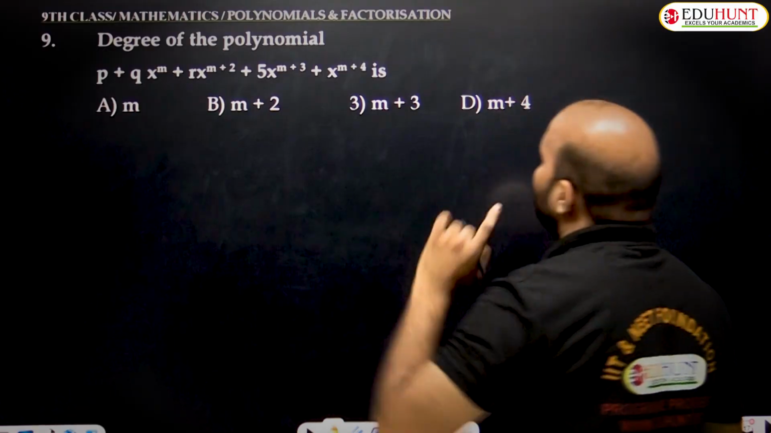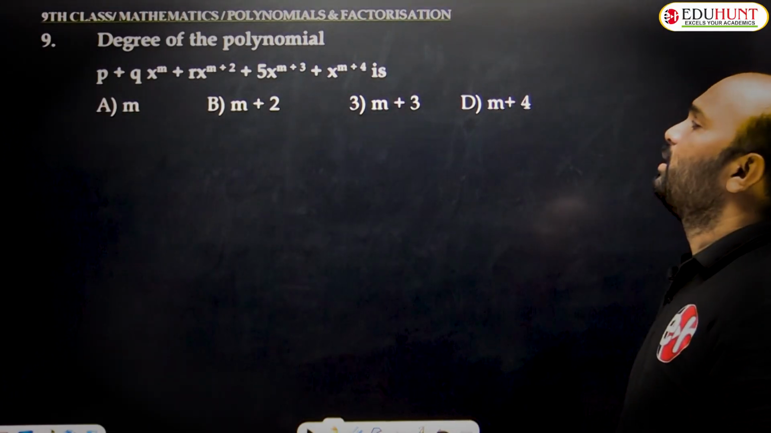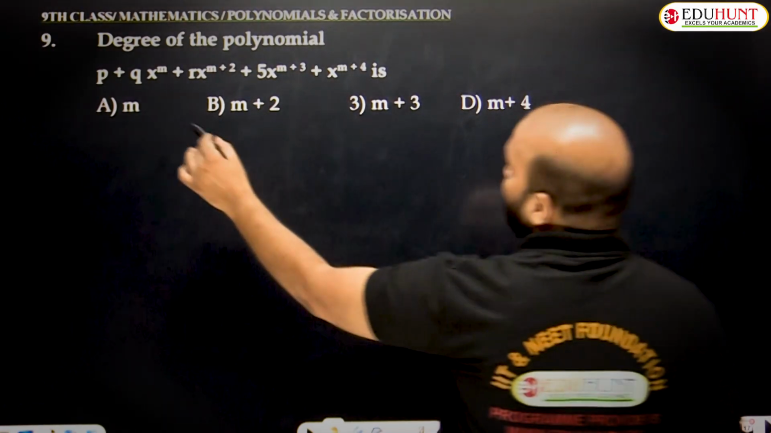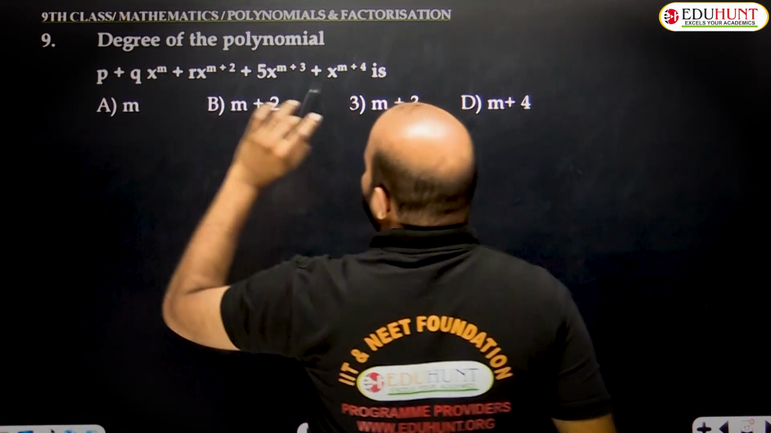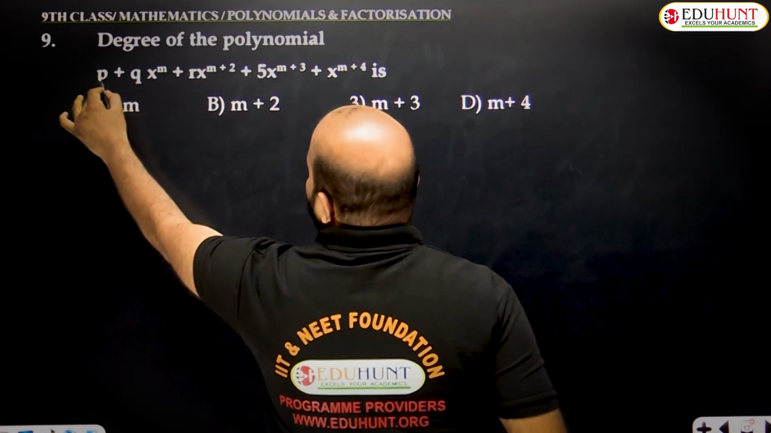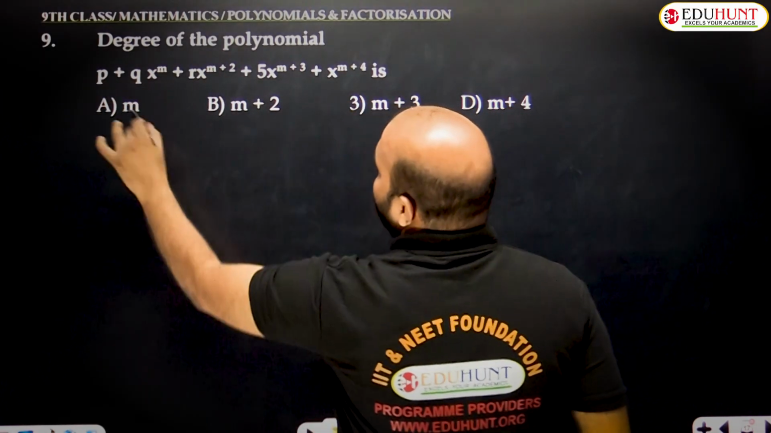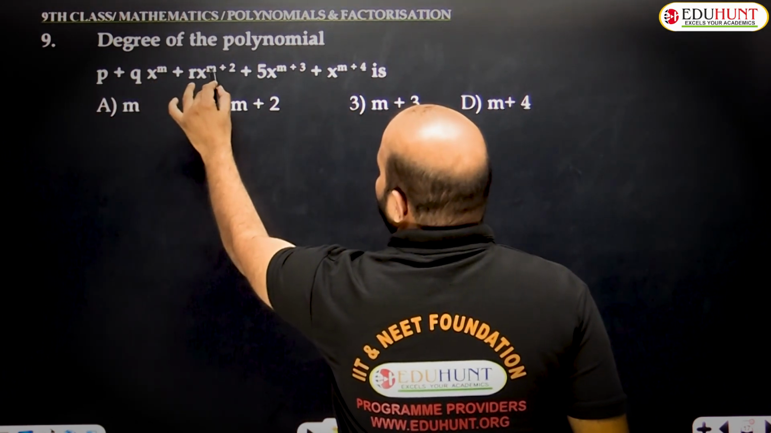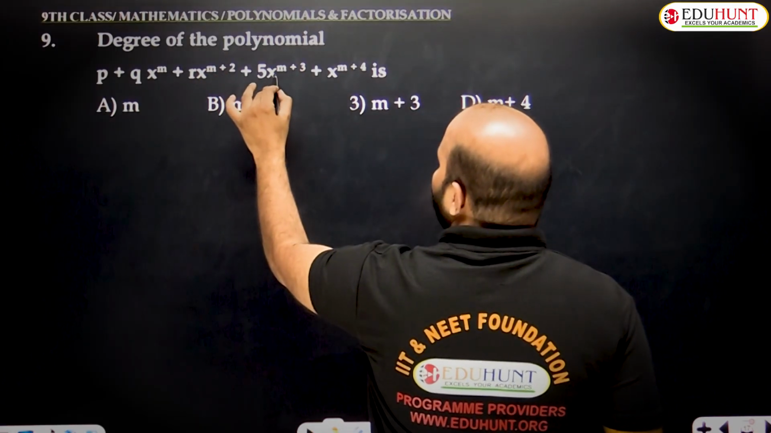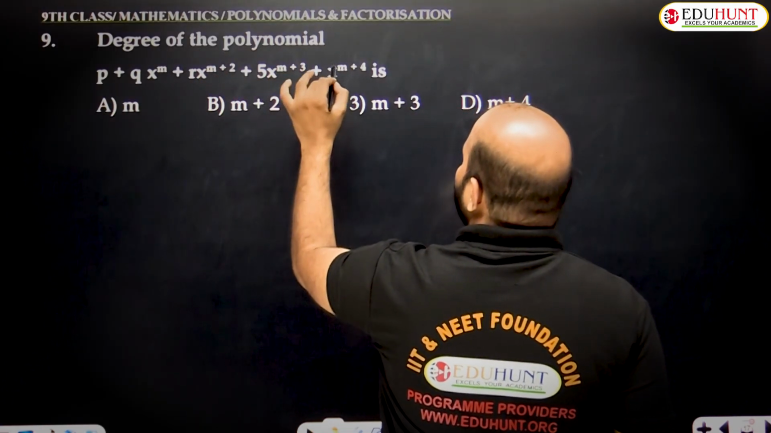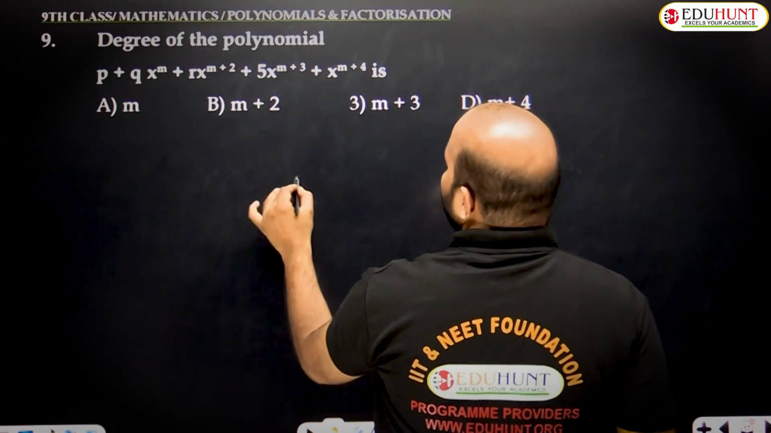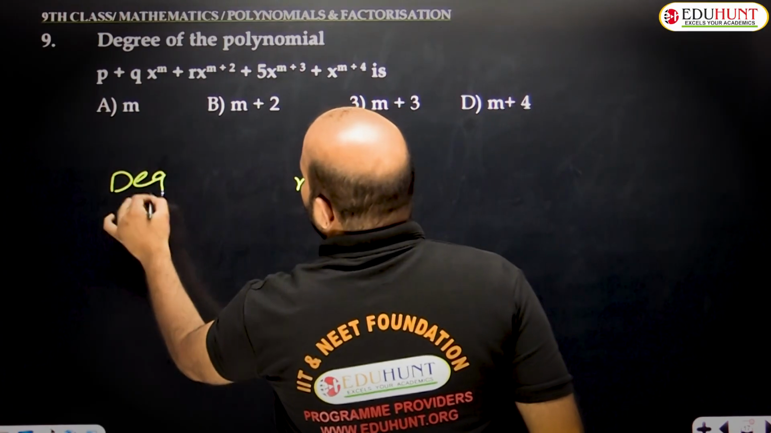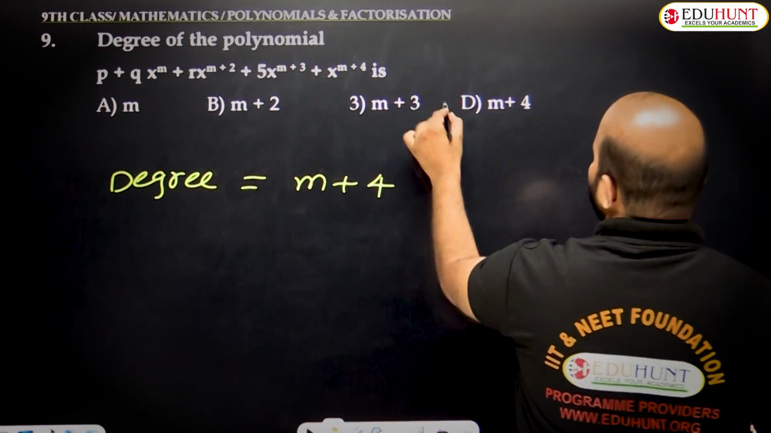So how do we find the degree of a polynomial? The highest exponent of the polynomial is called its degree. The first term p is a constant, so its degree is 0. Here q into x power m, degree is m. Here r into x power m plus 2, degree is m plus 2. Here 5 into x power m plus 3, degree is m plus 3. Here x power m plus 4. So m plus 4 is the highest exponent, that is the degree of the given polynomial. So which one is the right answer? M plus 4, option D is the right answer.